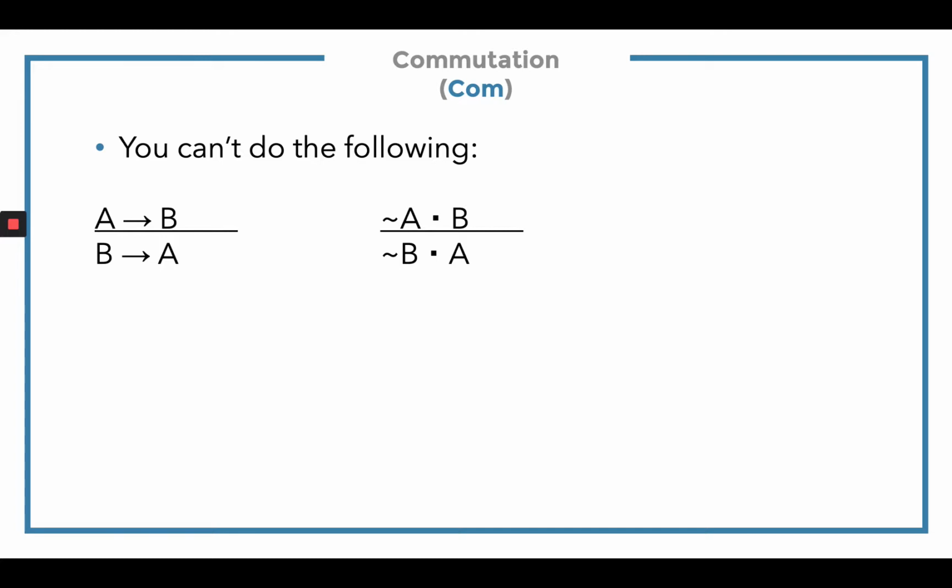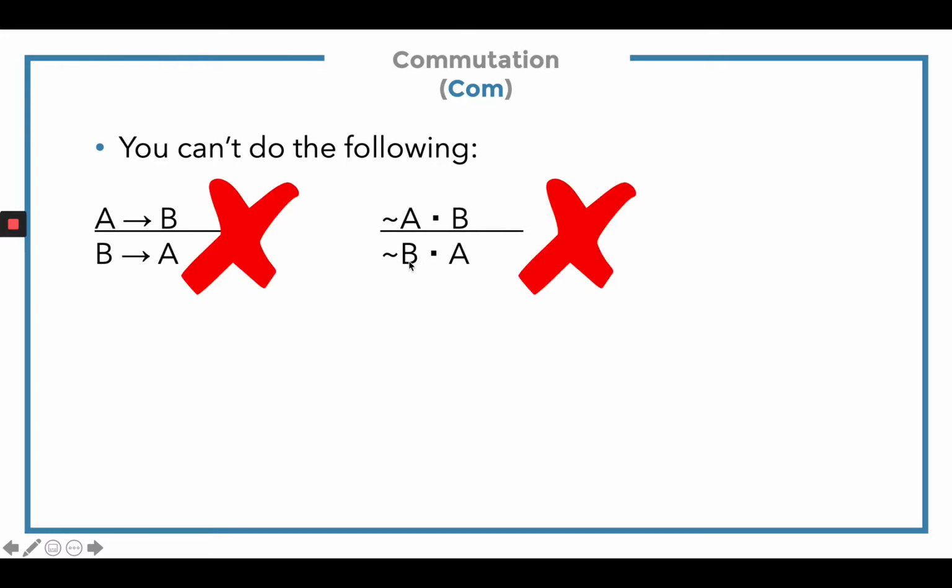Here are some things you can't do. If you have an arrow, you can't flip the positions of A and B. That's not equivalent. Same if you have not A and B, you can't just switch the order and leave the tilde where it was. Those things are not logically valid inferences.